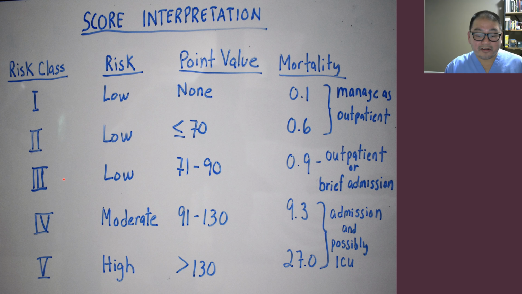Now, the risk class defines the mortality risk of the patient, meaning that this corresponds to their risk of dying with pneumonia. Say risk class number 3, the risk of dying is only 0.9%, and those with a score above 130 in the Pneumonia Severity Index have a risk of dying of 27%. And this score is the one that the doctors use to determine which pneumonia patients are sicker and need to be treated in the hospital.